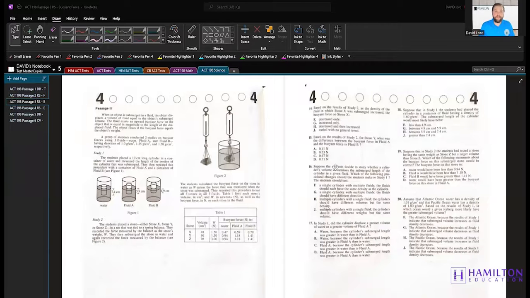On to passage 3. One thing I noticed about this passage is it had study 1 and study 2. It also has 2 figures and a table. So this is very likely to be a research summary passage. Also, looking at the shapes in here, it reminds me of Archimedes' principle, which you may recall from your physics class. But now we can go on to the question.